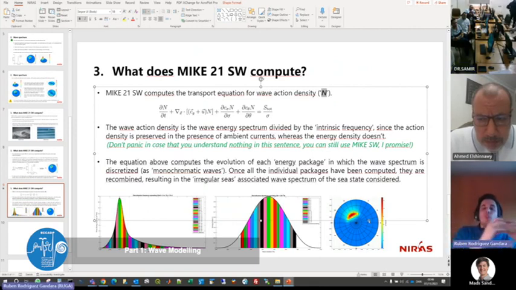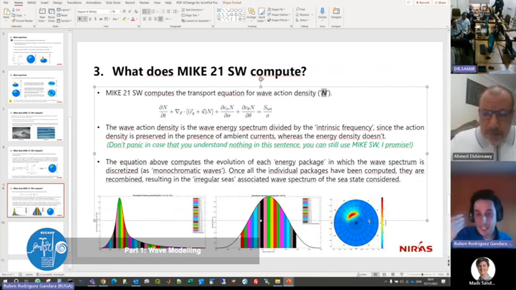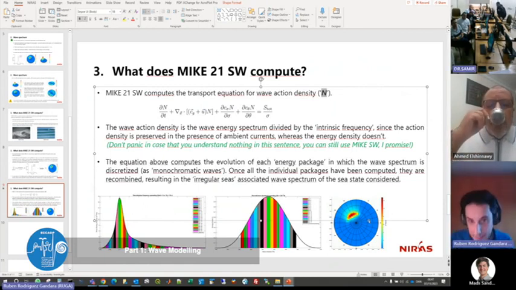And what happens with those packages? The energy of all of those individual waves, as an average, we can say this way, travels with what we call the group celerity. It's not the wave celerity, but the group celerity.